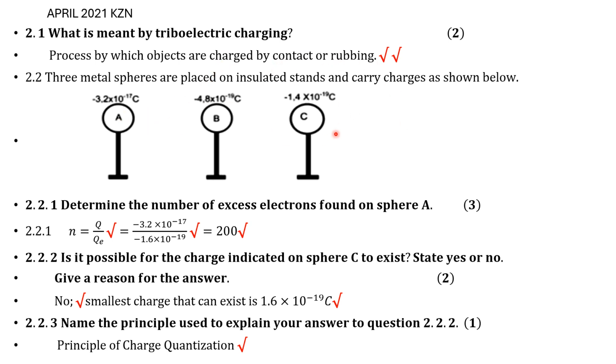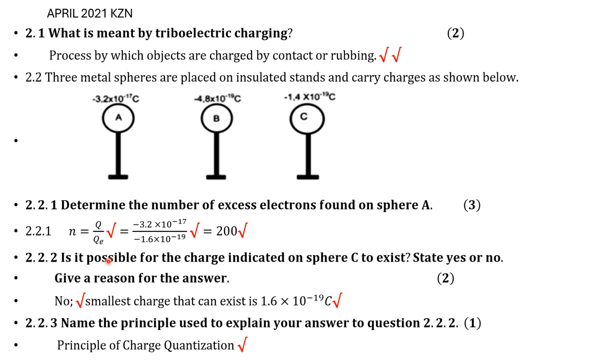Now the three metal spheres given. Determine the number of excess electrons found on sphere A. So we need the number of electrons, N, equal to the charge given divided by the charge of an electron. So we have minus 3,2 times 10 to the negative 17 coulomb divided by the charge of an electron, which is minus 1,6 times 10 to the negative 19, and when we divide that, we get an answer of 200. So there are 200 excess electrons on sphere A. So you need to know this. We'll test it over and over.